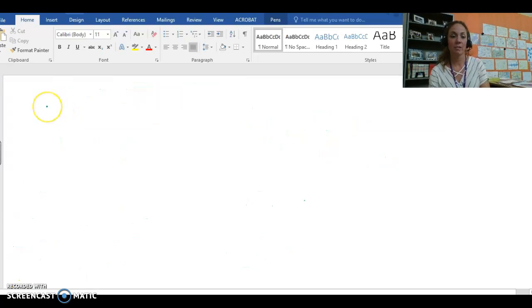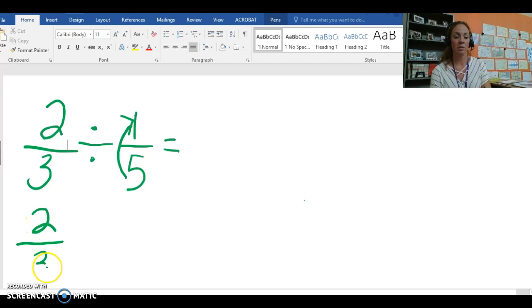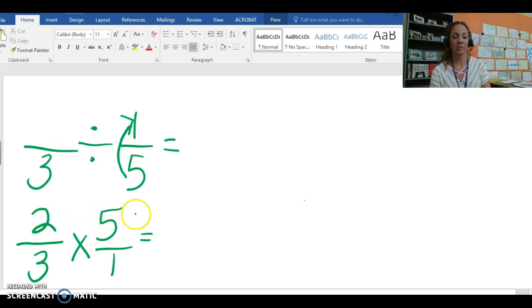Okay, one last example together, and then I'm going to give you problems to do on your own. So 2/3 divided by 1/5 is going to equal something. So let's invert the divisor and multiply it by the dividend. So 2/3 times 5 over 1. 2 times 5 is 10. And 3 times 1 equals 3.